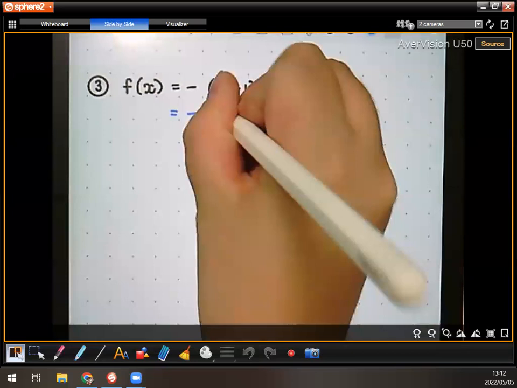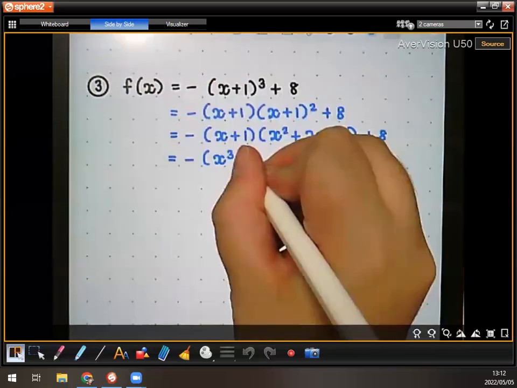Guys, it's not just going to be x cubed plus 1 cubed, all right? I can warn you, it's not going to be that. So you're going to have to do 3 brackets and multiply them out. Okay, so I'll give you a little while to do that. It might take some time.